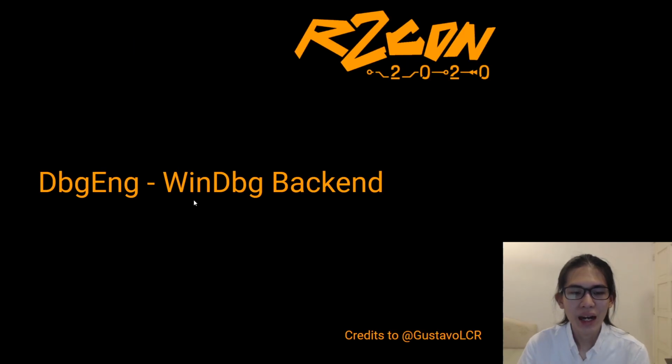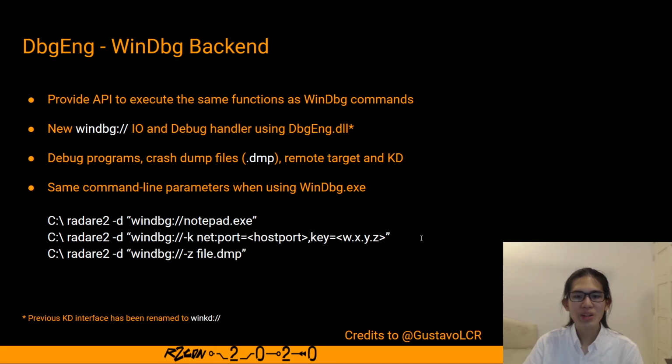There's another debugger improvement for R2 on the Windows platform using Debug Engine, which is the backend of WinDbg. All credits here go to the member Gustavo LCR. Debug Engine provides an API to execute the same functions as WinDbg commands. This allows a new WinDbg IO and debug handler using dbgeng.dll. We can debug programs, crash dump files, remote targets, and KD using the same command line parameters as we would on windbg.exe.